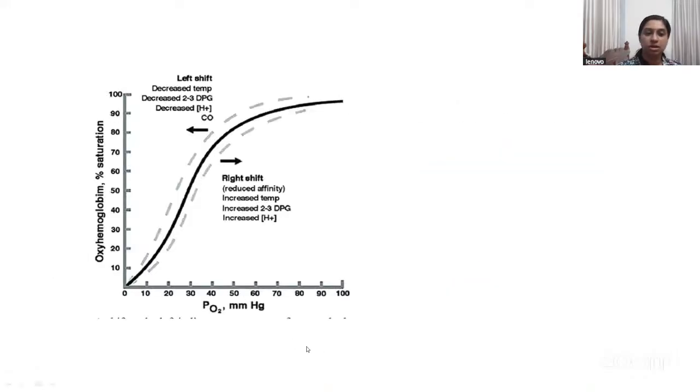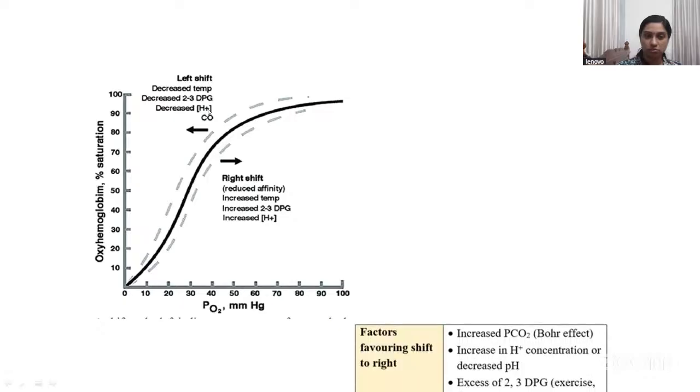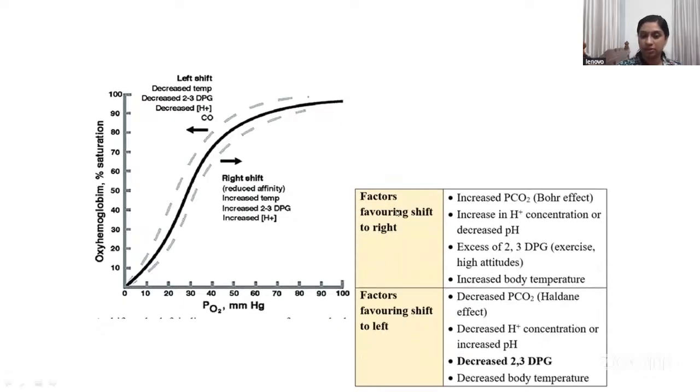So this is the oxygen hemoglobin dissociation curve. Shift to right means what? Reduced affinity, oxygen is more readily released. Shift to left means oxygen affinity is increasing and oxygen will not be released. These are the various factors favoring shift to right, already mentioned. And shift to left is decreased PCO2, that's the Haldane effect, and decreased H plus concentration or increased pH, that's alkalinity, decreased 2,3 DPG, decreased body temperature. These are the basic factors affecting the oxygen hemoglobin dissociation curve.